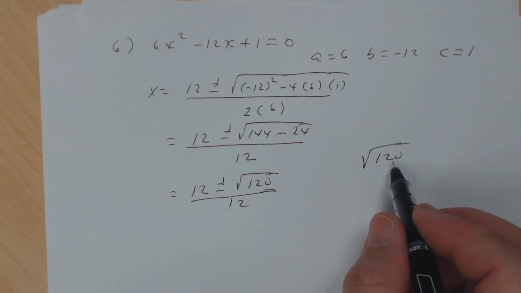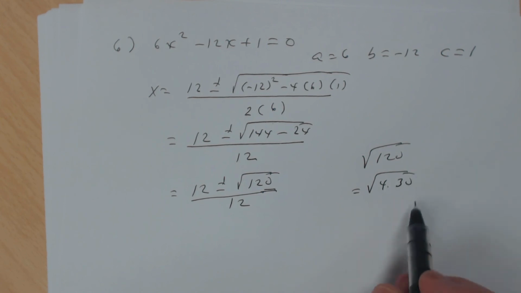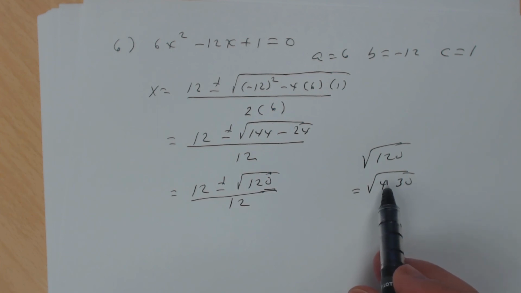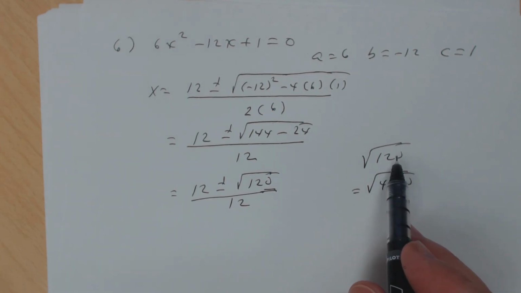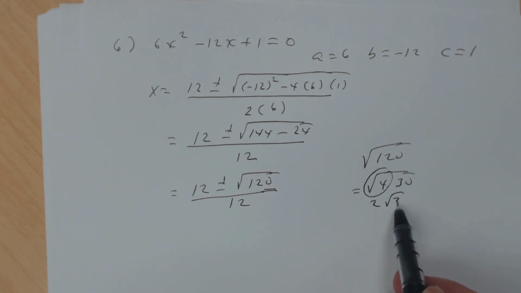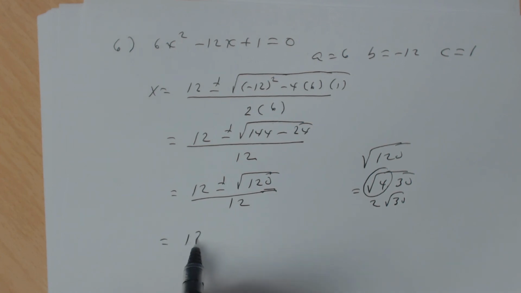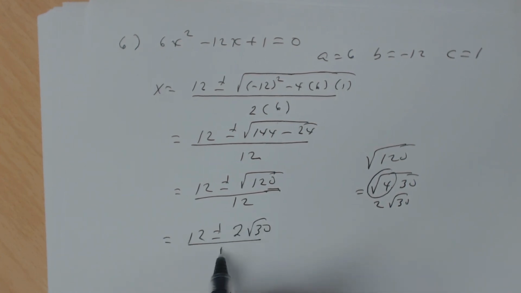So I know that 4 goes into 120. So I get 4 times 30. And there is no perfect square that will go into 30 other than 1. So the largest perfect square that goes into 120 is 4. So the square root of 4 is 2. So I get 2 square root of 30. And so that's going to go here. So I get 12 plus or minus 2 square root of 30 divided by 12.